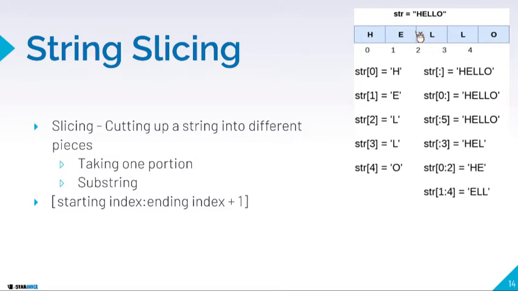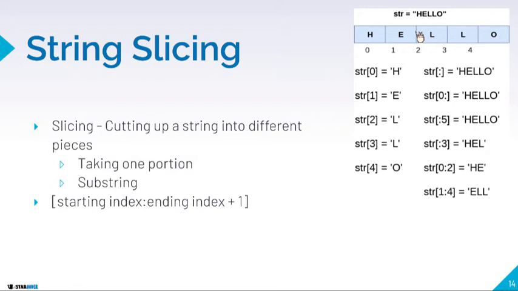Another important thing we can do with strings is called slicing. The idea of string slicing is cutting up a string into different pieces and taking one portion. This single portion is known as a substring. So in order to get a slice of a string, we use the starting index, bracket, colon, ending index plus 1. Let's look at the example.